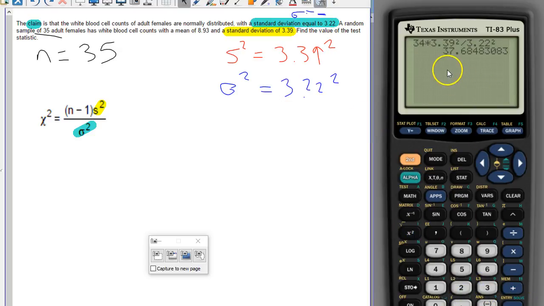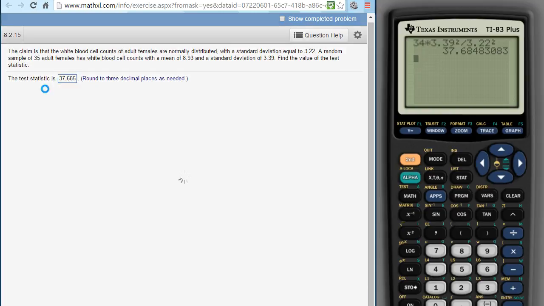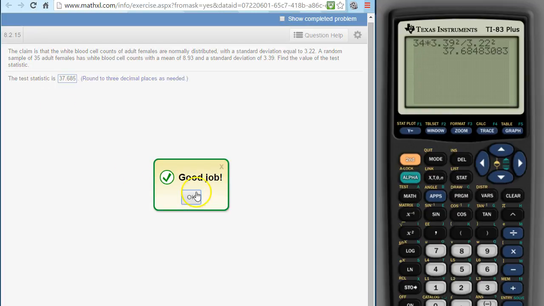Alright, and there is our number, 37.68 roughly. So this is around 3 places, so 37.685. So there's how you could do it with just the formula.